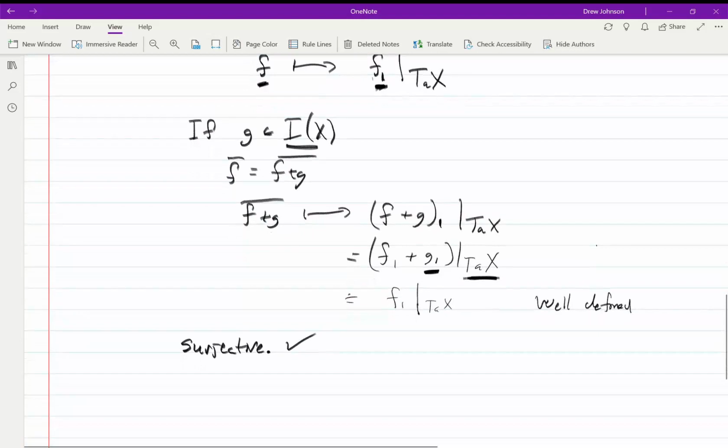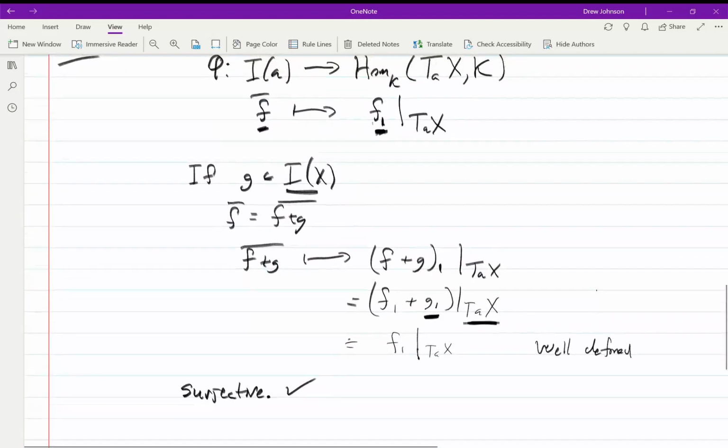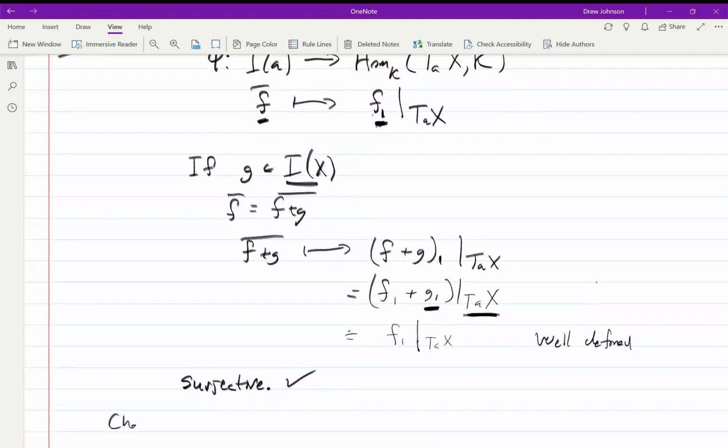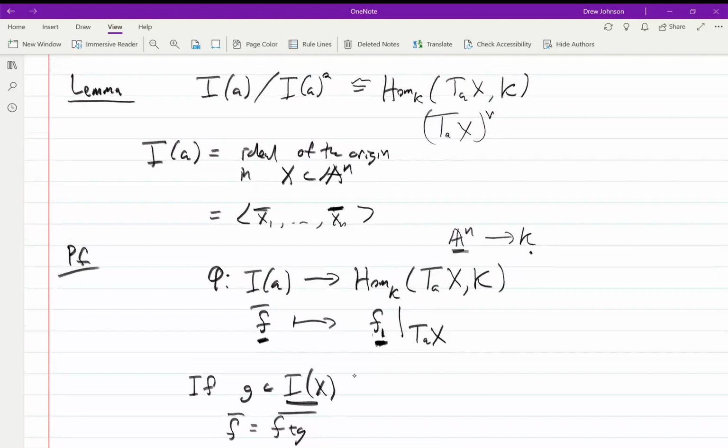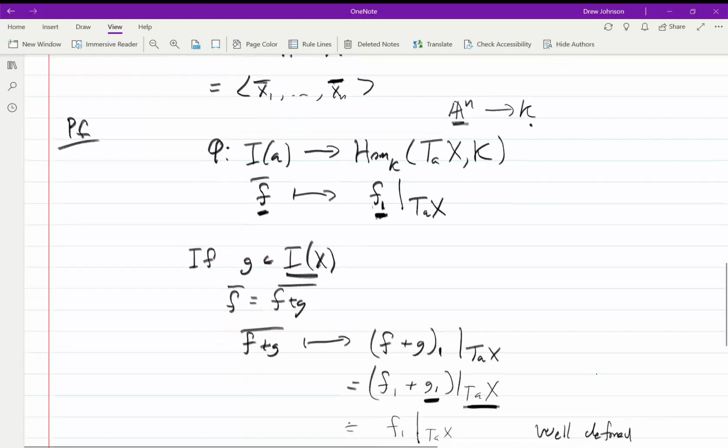All right. So now, if we want to prove the theorem, all we have to do now is check that the kernel is what we want. And what do we want? So we want to check that the kernel of phi is equal to the ideal of A squared. All right, so then we'll prove our theorem, our lemma, by one of the isomorphism theorems. So we just need the kernel to be equal to I(A) squared.